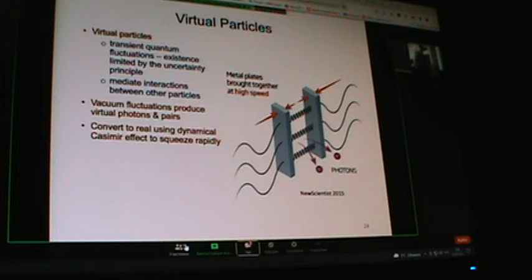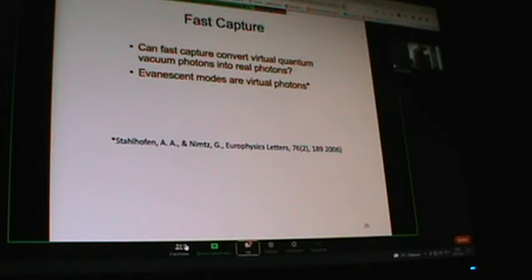So the dynamical Casimir effect involves taking this Casimir cavity and very rapidly moving those plates. You've got to do it at relativistic velocities, and the way that it's actually done in practice is by changing the dielectric of the material, so you're effectively moving them back and forth. And this was demonstrated, and you actually can see the existence of real photons produced from these virtual photons. Okay, well, if you can do that, might it be possible to use fast capture to do the same thing? So use fast capture to capture these photons, these virtual particles or photons or whatever we produce from them, and make it real there. And that's really the question that I'm asking. Can fast capture convert virtual quantum vacuum photons into real photons?